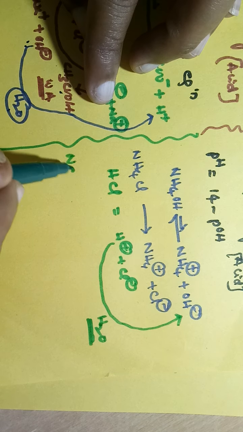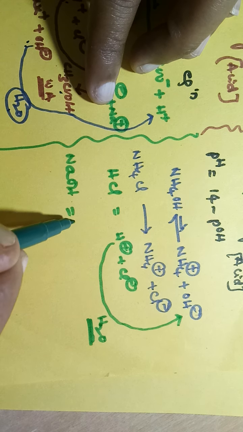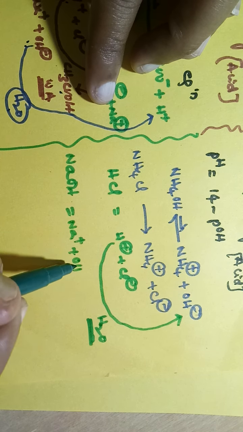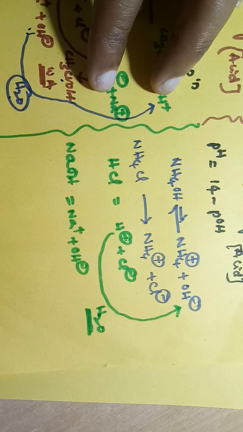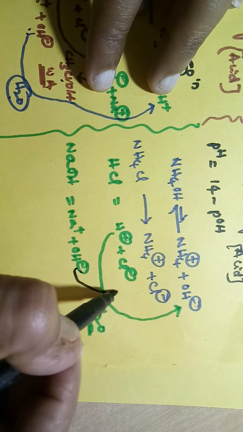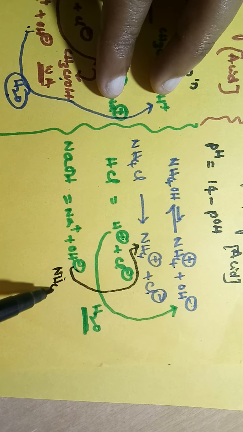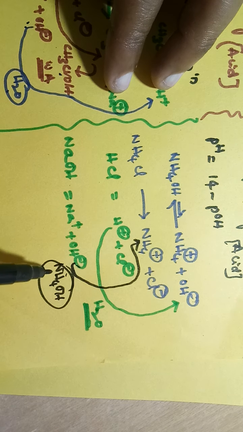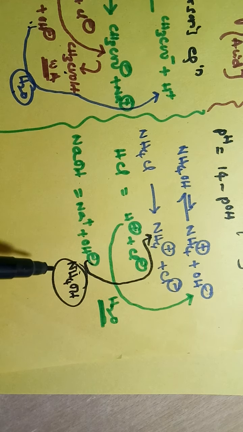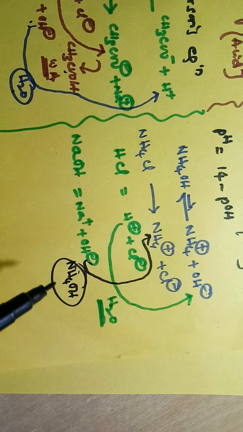Next, you add some quantity of NaOH, a base, giving Na plus and OH minus ions. These OH minus ions combine with NH4 plus ions and form NH4OH. This NH4OH is a weak base, so the pH is not changed. Whenever a weak base is formed, the degree of dissociation is less, so the pH is not changed.